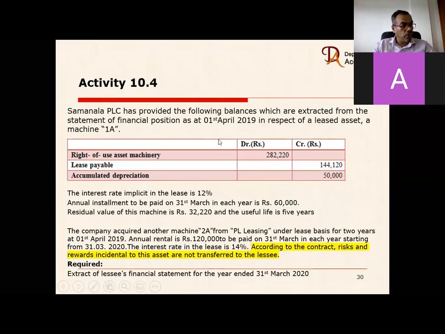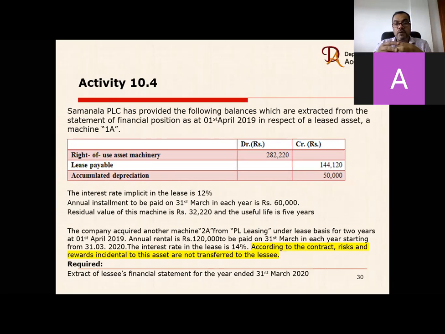Activity number 10.4. This is an extension. Up to now, we discussed accounting treatment or implications of accounting with respect to a single lease. In practical situations, when corporations acquire assets through lease, it is a continuous process. There may be so many assets, different types of assets, different classes of assets. If you analyze the total value of lease, it would be many.